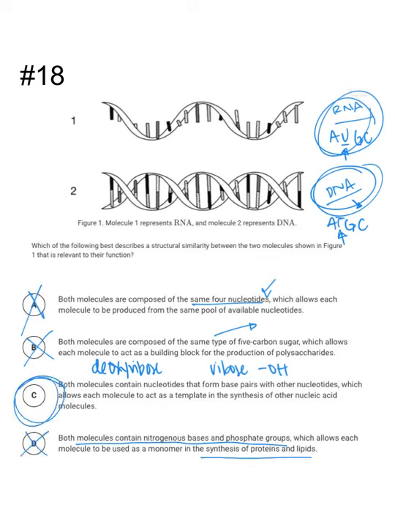Both molecules contain nucleotides that form base pairs with other nucleotides. Yes, that is correct. These form base pairs. Allows each molecule to act as a template in the synthesis of other nucleic acids. Because DNA is formed from DNA, so we go from DNA to DNA, and then we get RNA from DNA. Okay, so each molecule does act as a template in the synthesis of other nucleic acids.